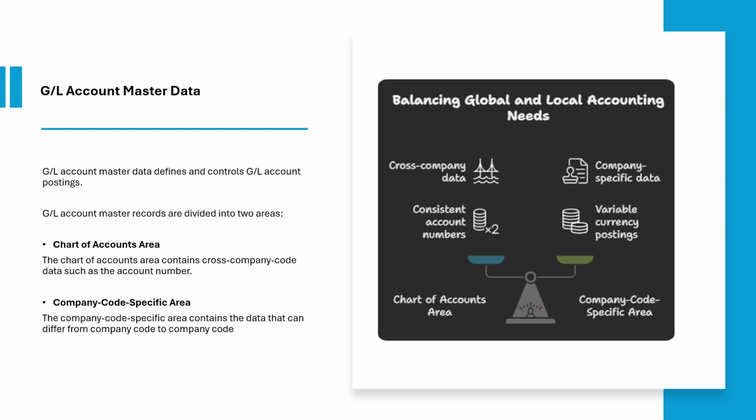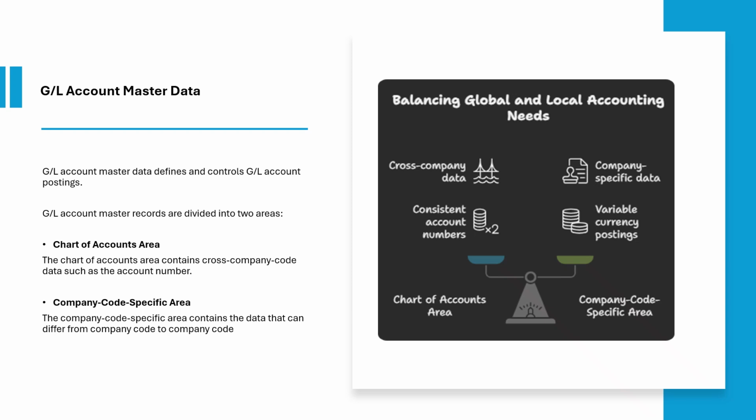Major example which I can talk about is like currency. Okay, let's say for any general ledger account, let's say account number is 1000. Okay, which is defined obviously in the chart of account area with the text, okay, which can be like petty cash.